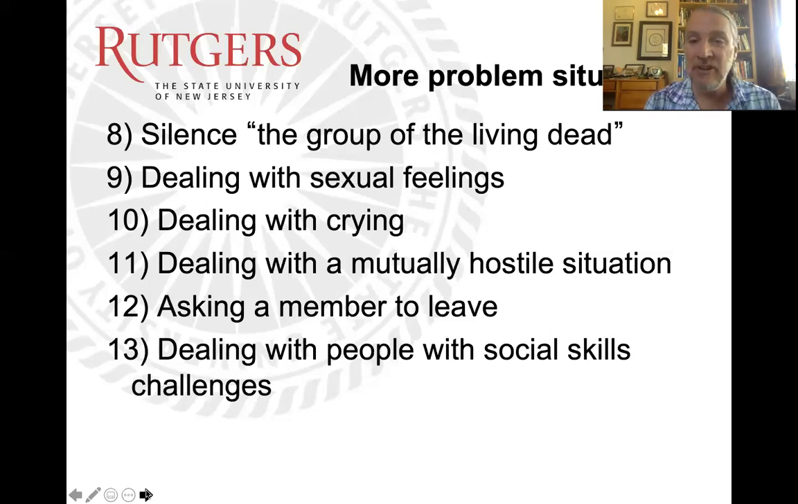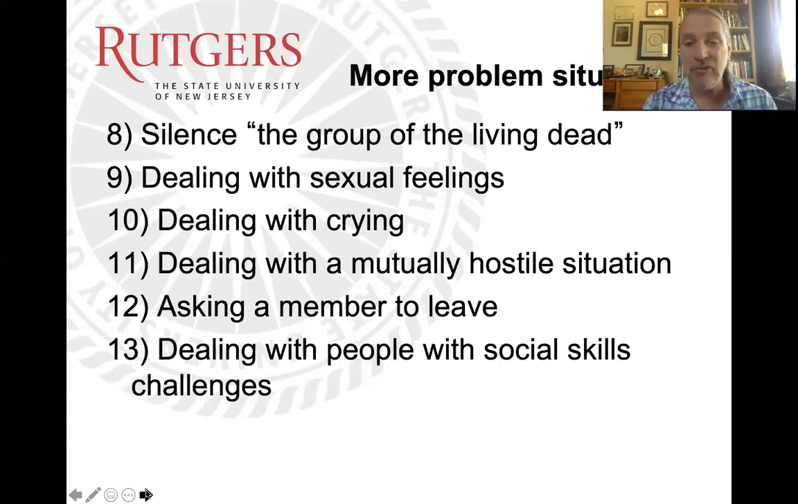Dealing with sexual feelings, you may have people who say sexually explicit stuff in group, and it may or may not be appropriate in that group. Hopefully that's addressed in your group rules. Dealing with crying, we talked about already. I'm fine with people crying in group. If someone feels like they need to leave and get themselves together, that's fine, but I don't make them leave group if they're crying. I'd rather them be in group and upset. And if that triggers other people, then that's okay.